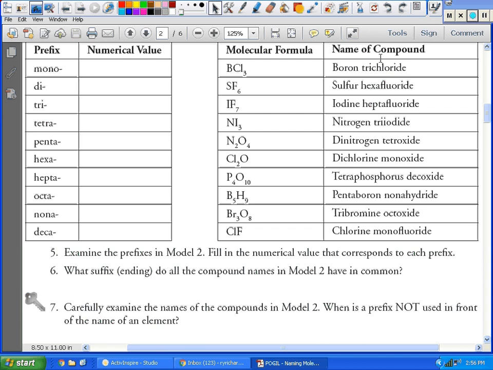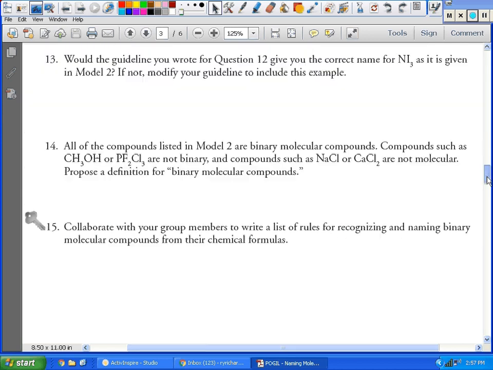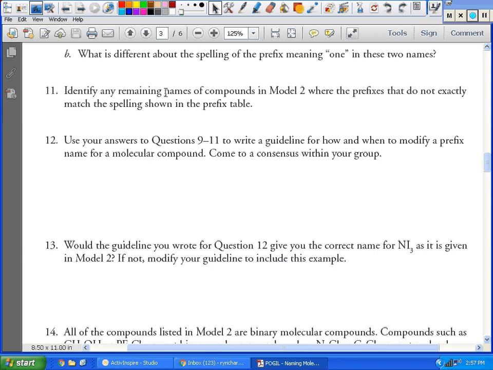Tribromine octoxide. Tribromine octoxide. No, that is the correct spelling of it. But the question was, identify any remaining names where the prefixes do not exactly match the spelling shown on the prefix table. And if you go back and look, it would have dropped the A from octa to match it up with oxide. Does that make sense?